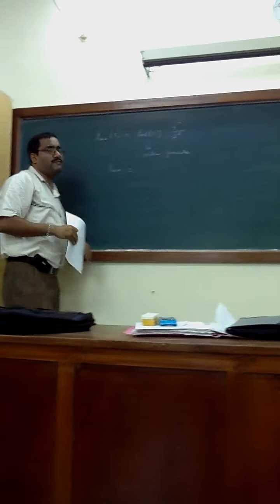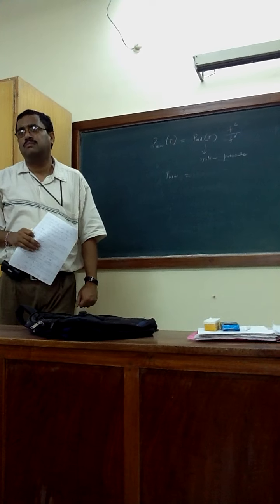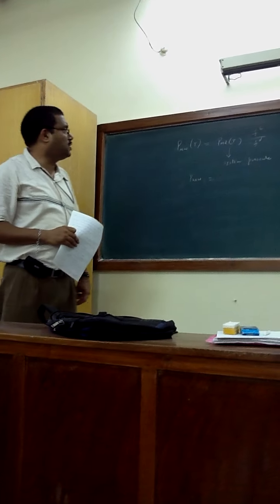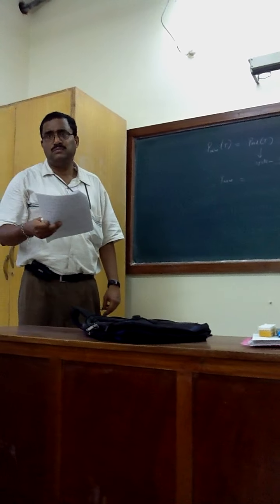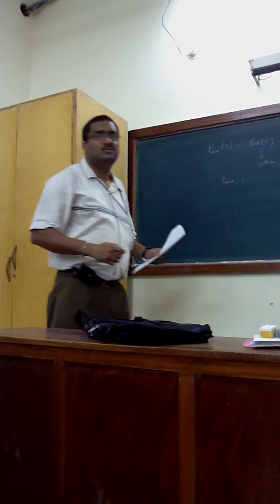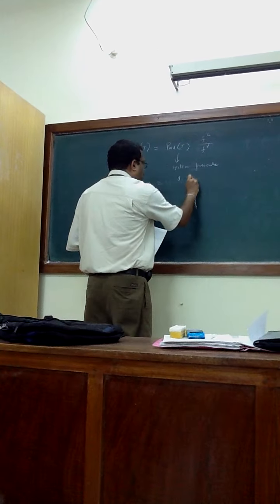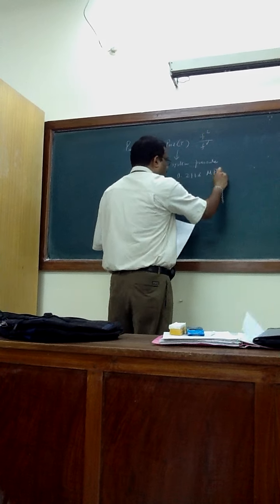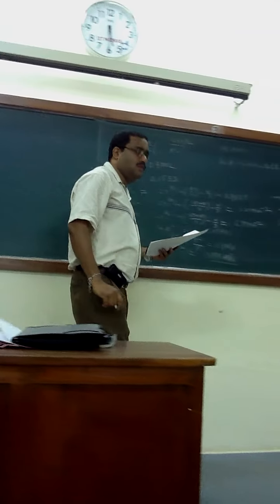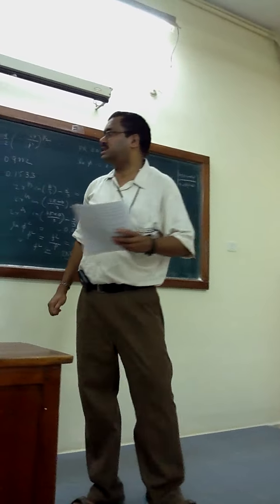We have found fL, we have found fV from our formula. We know the P old. So what is P new? 0.2116 megapascal. Please tell the unit. If you don't tell the unit, it's a problem. Okay. So you got the new system pressure.